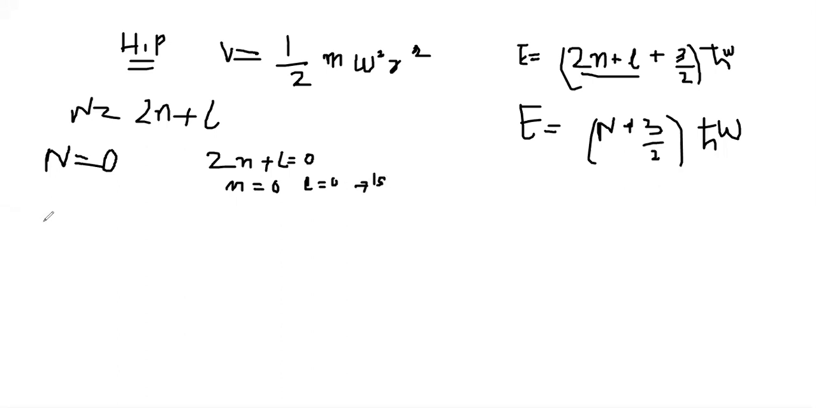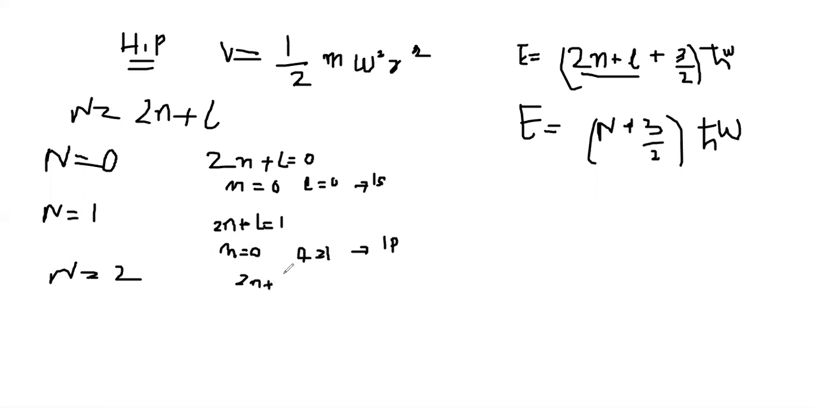And second is N is equal to 1. It means 2n plus L is 1. What are the possible values of n and L which can satisfy this? It is simple, n is equal to 0, L is equal to 1. What is this called? It's 1p. If N is equal to 2, it means 2n plus L is equal to 2, so if we look at this equation, which values can satisfy it? First of all, we can say n is 0, then L is 2.